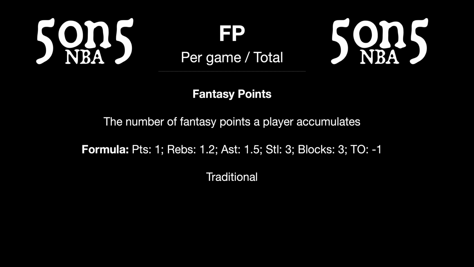FP stands for fantasy points, the number of fantasy points a player accumulates. The formula is 1 fantasy point per point, 1.2 fantasy points per rebound, 1.5 fantasy points per assist, 3 fantasy points for a steal, 3 for a block, and -1 for a turnover.